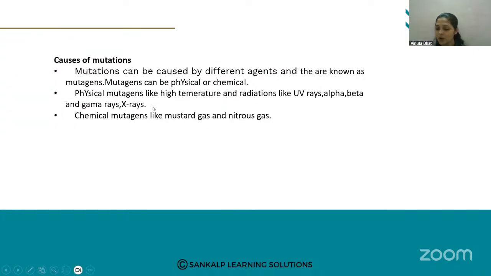Here, what are the causes for the mutation? Mutation ಆಗ್ಲಿಕ್ಕೆ reasons ಏನು? Mutations can be caused by different agents known as mutagens. Mutation cause ಮಾಡುವಂತ agents ಗೆ mutagens ಅಂತ ಕರೀತಾರೆ. Mutagens can be physical or chemical. Physical mutagens ಅಂದ್ರೆ like temperature, radiation, UV rays, alpha, beta and gamma rays, X rays, DNA ಅಲ್ಲಿ changes ಅನ್ನ cause ಮಾಡಬಹುದು. So that also leads to the mutation. And chemical mutagens like mustard gas, nitrous gas, so these are called as the chemical mutagens.